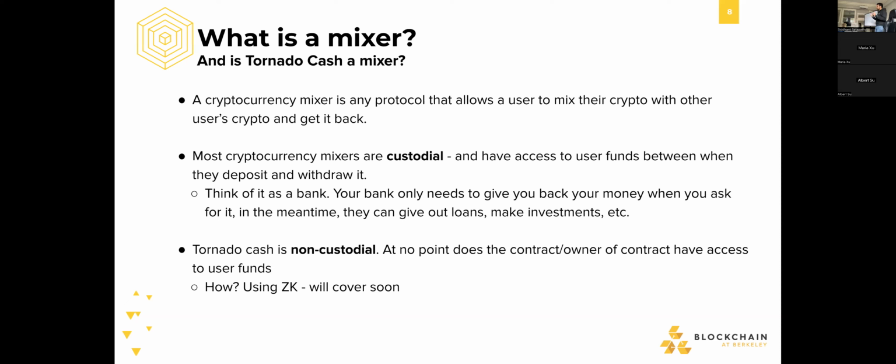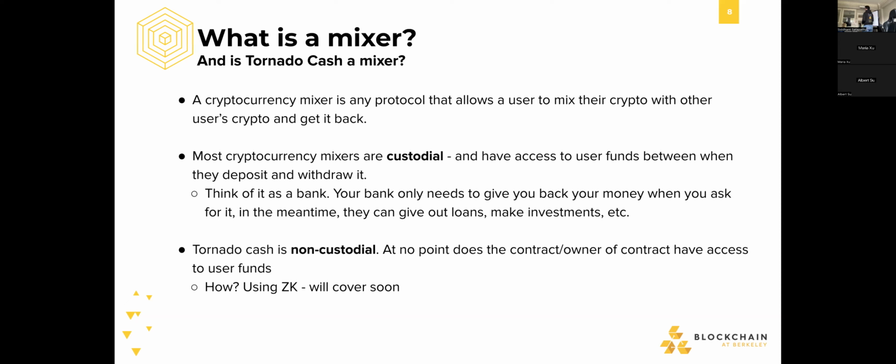Technically, all the transactions and the money are stored in a contract that belongs to Tornado Cash, but the owners of Tornado Cash and the contract itself cannot actually do anything with the money. Only a user who has a key and who can read the map is allowed to withdraw it. So that's the difference. And this would be something like Blender. And this is Tornado.